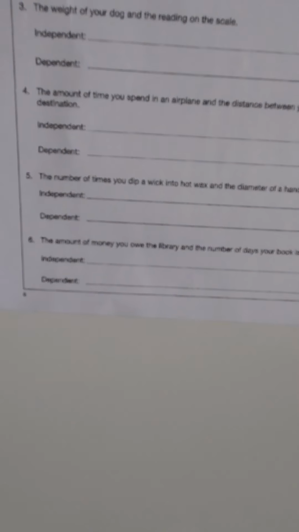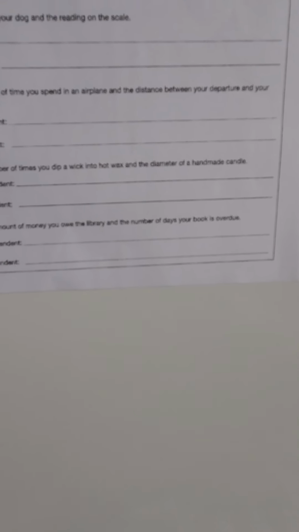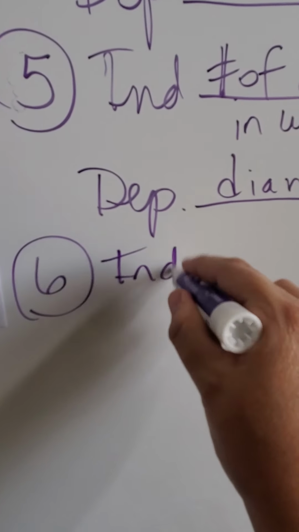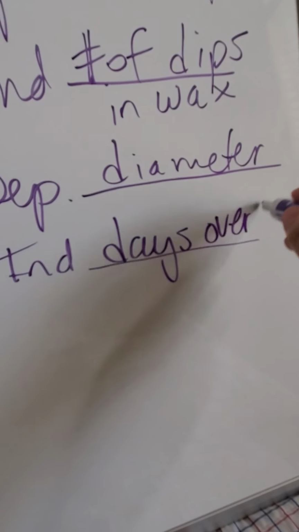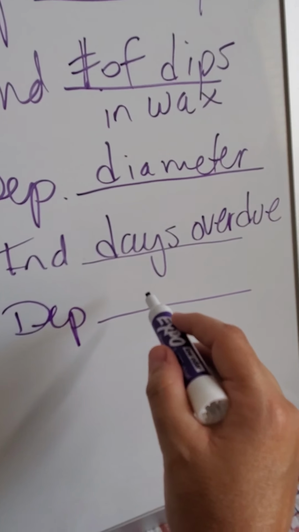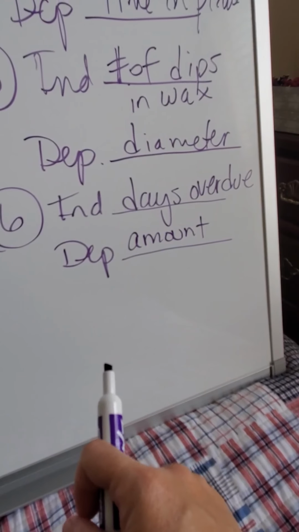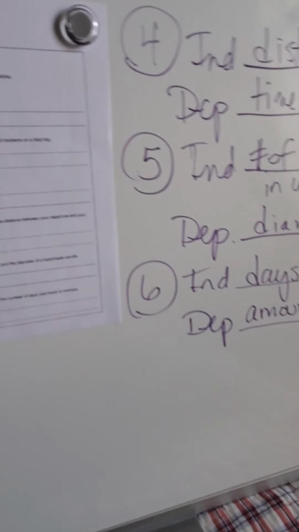All right, number 6, the amount of money you owe the library and the number of days your book is overdue. Okay, so at Goshen, it's 10 cents every day. So the amount is going to depend on how many days. Does that make sense? So my independent would be days overdue, and my dependent would be amount, right? Because if I'm only 2 days overdue, that's 20 cents. But if I'm 10 days overdue, that's a whole $1. So big difference in the amount. I hope that made sense.